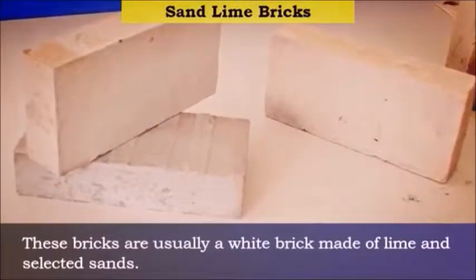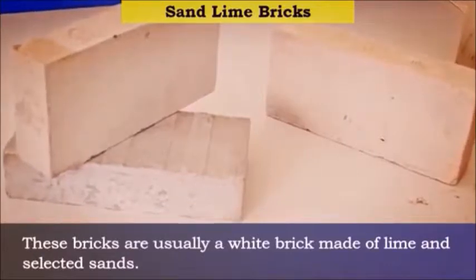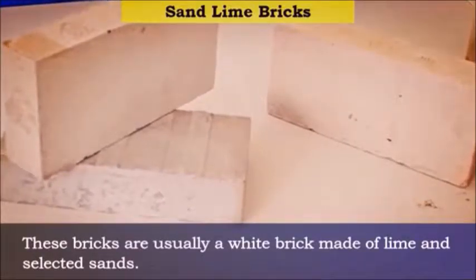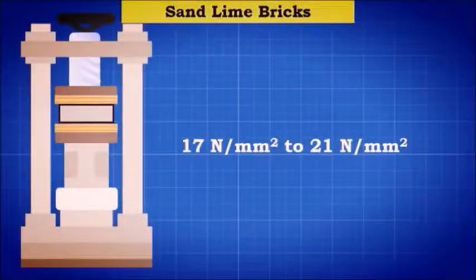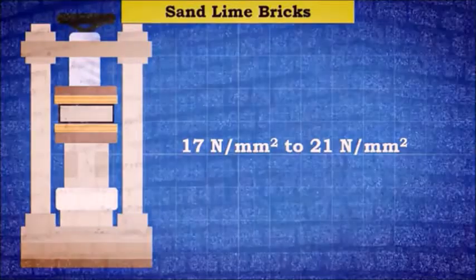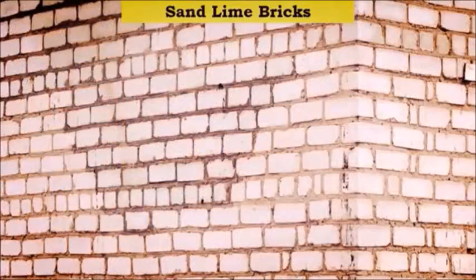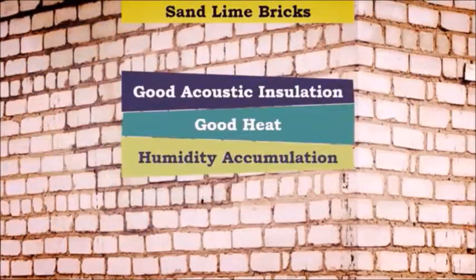Sand-lime bricks. These bricks are usually a white brick made of lime and selected sands. Compressive strength of these bricks varies between 17 Newton per millimeter square and 21 Newton per millimeter square. These bricks are generally used for good acoustic insulation, good heat-humidity accumulation purposes.